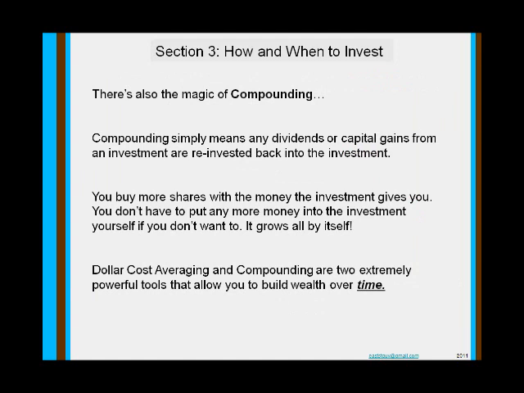There's also the magic of compounding. Compounding simply means that any dividends or capital gains from an investment are reinvested back into the investment. You buy more shares with the money that the investment pays you. You don't have to put any more money into the investment yourself if you don't want to. It grows all by itself. Dollar cost averaging and compounding are 2 extremely powerful tools that are easy and allow you to build wealth over time. And that's the big point right there, time. Building wealth over time. This is what allows you to have a nice retirement or provide for your family.